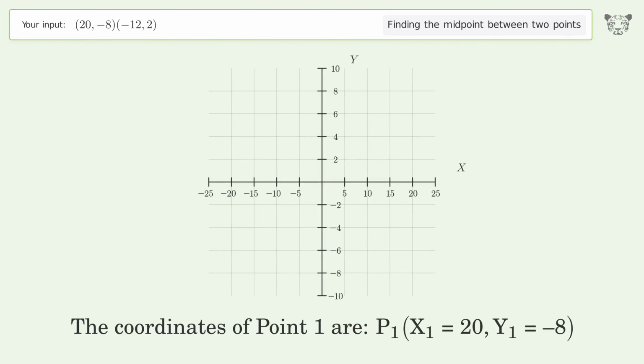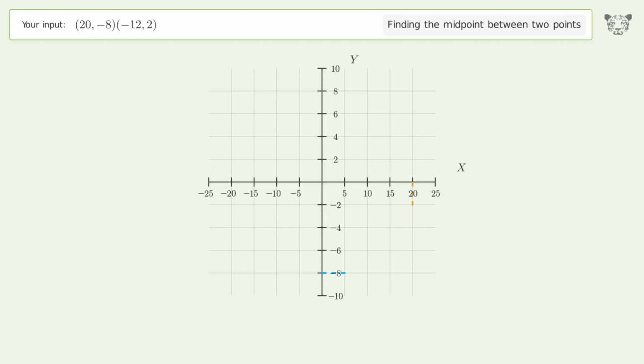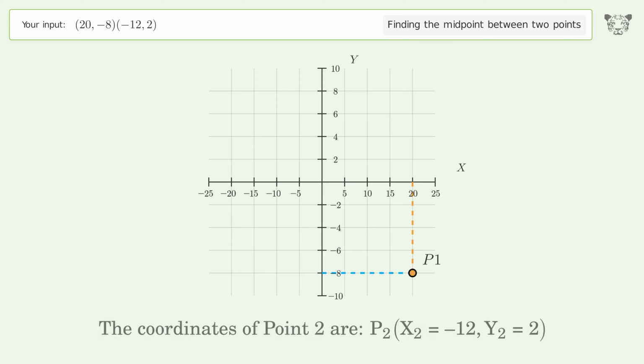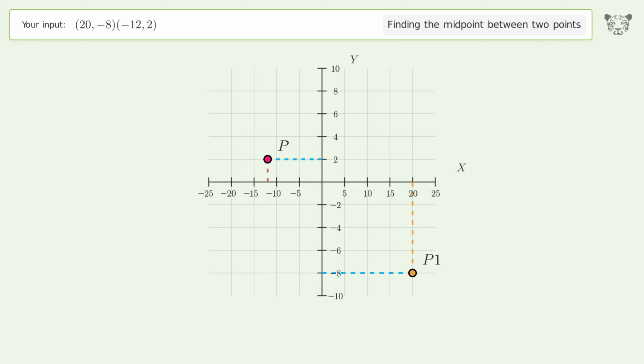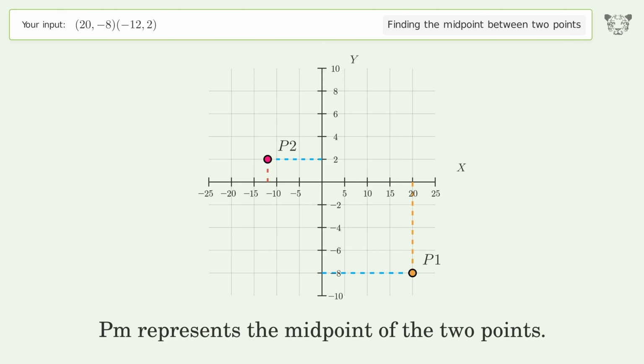The coordinates of point 1 are x1 equals 20, y1 equals -8. The coordinates of point 2 are x2 equals -12, y2 equals 2. PM represents the midpoint of the 2 points.